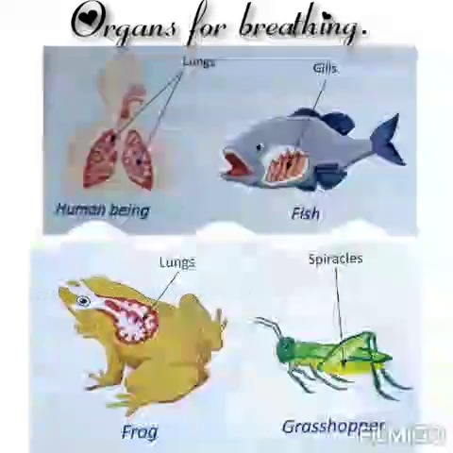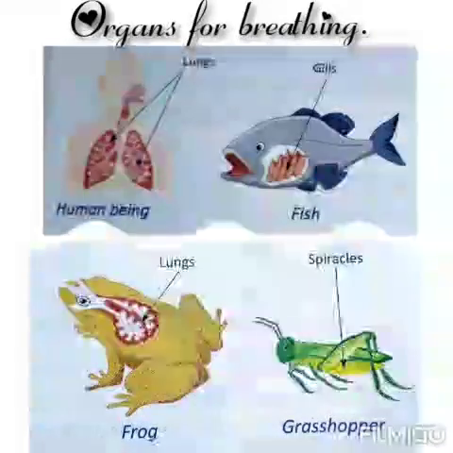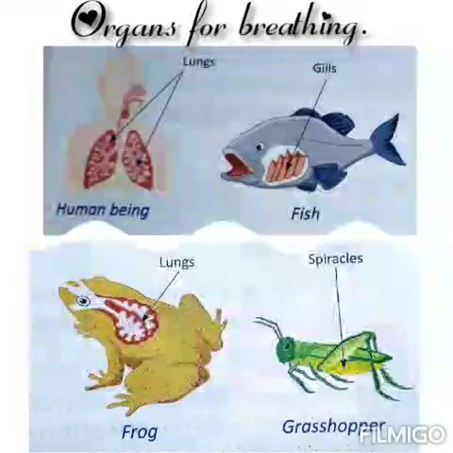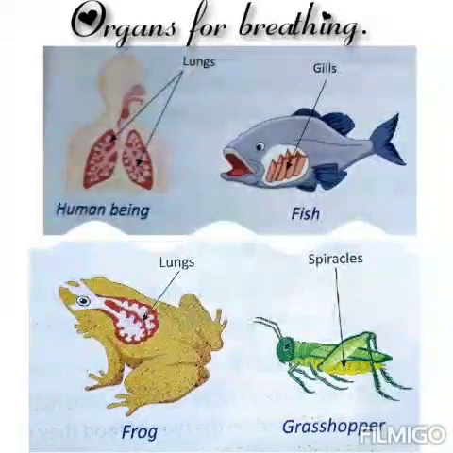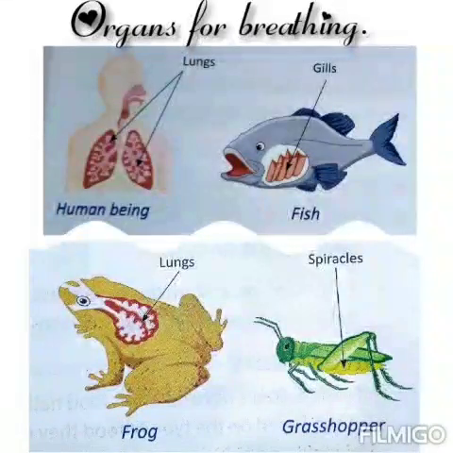Third one, frogs. Frogs and earthworms breathe through their moist skin. Moist means wet. Frogs also breathe through lungs when on land. The frog is an amphibian, which lives both on land and in water.